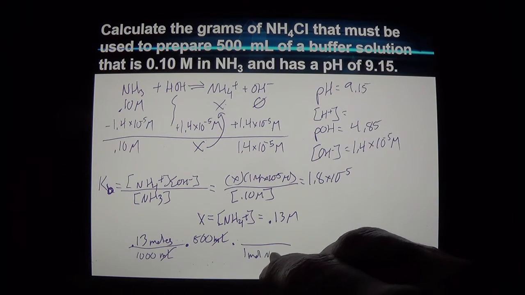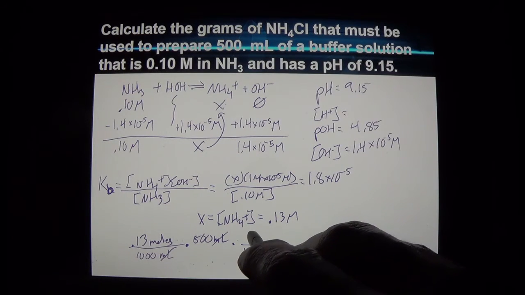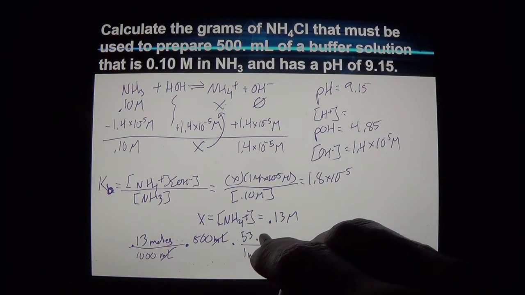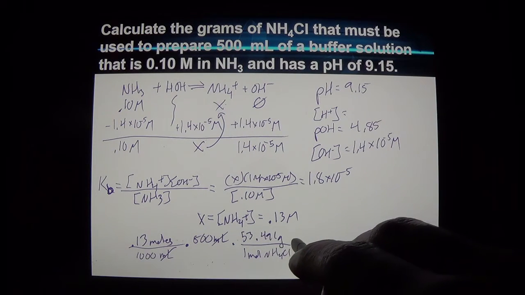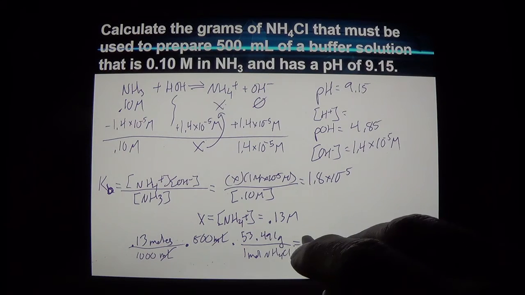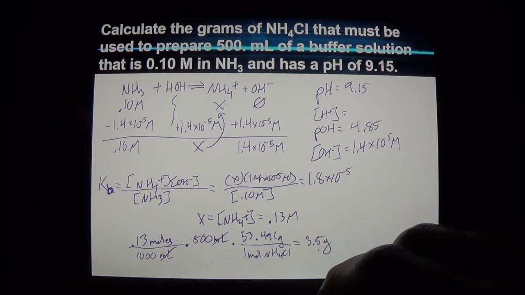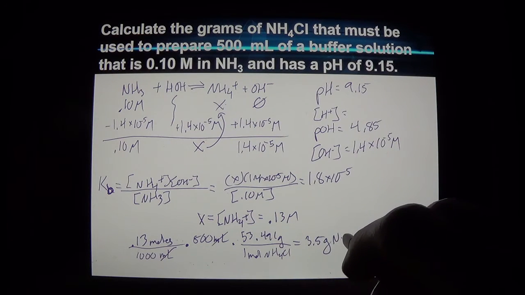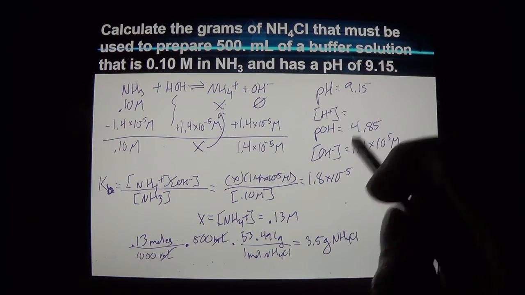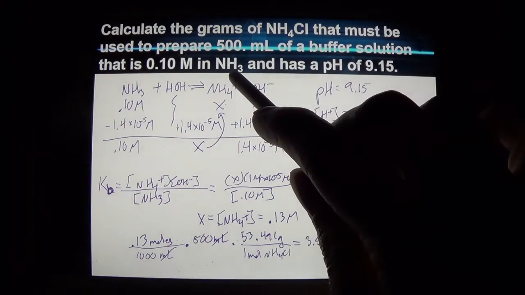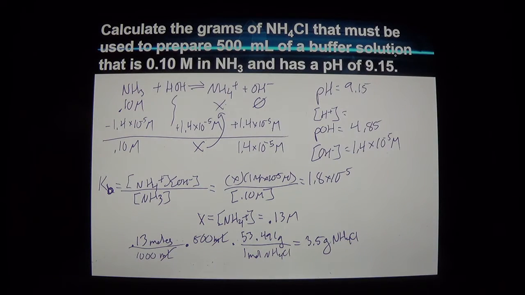So I say 1 mole of ammonium chloride is, and I just start adding things from the periodic table, and I get 53.491 grams. Way more sig digs than I need, but that's the way I roll. And when I round to sig digs, in the end here I get 3.5 grams. That is the grams of ammonium chloride I would add to 500 milliliters of NH3 to make a buffered solution at pH of 9.15.